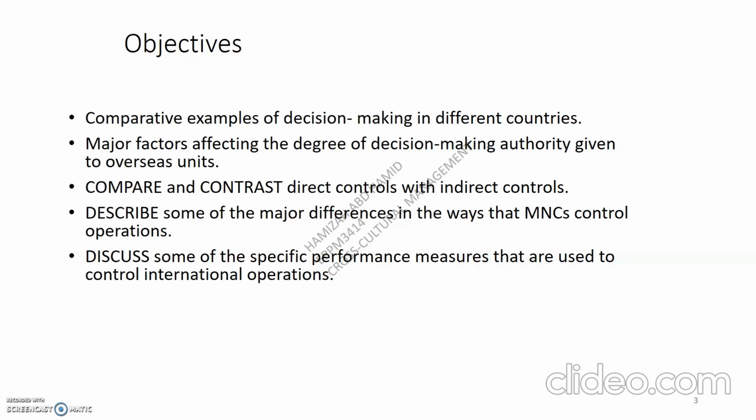We will also compare and contrast direct controls and indirect controls. Next, we describe some of the major differences in the ways multinational companies control their operations. Lastly, we will discuss some of the specific performance measures used to control international operations.